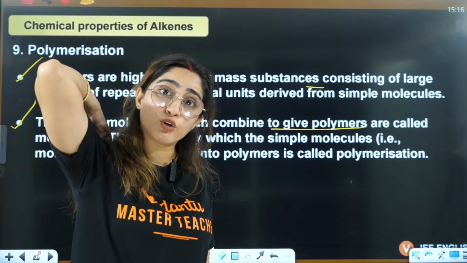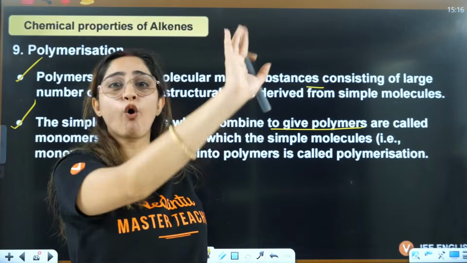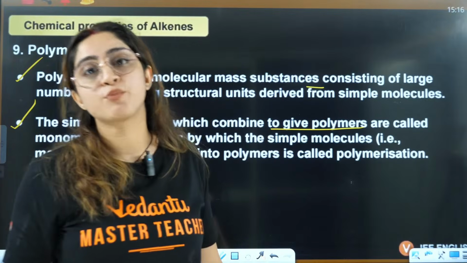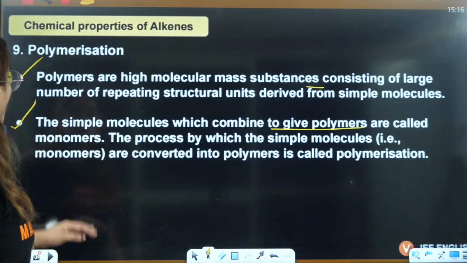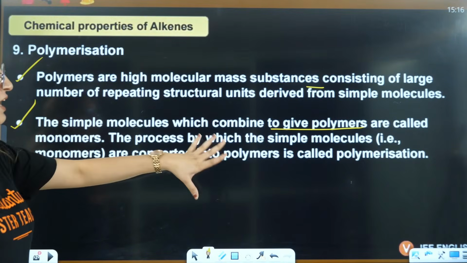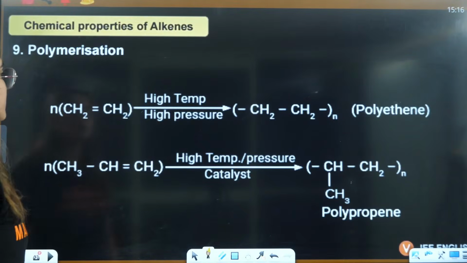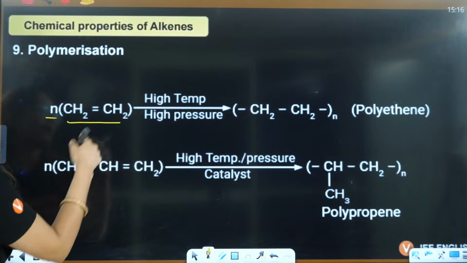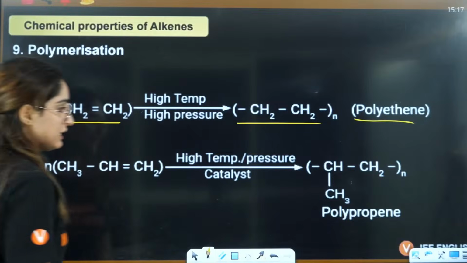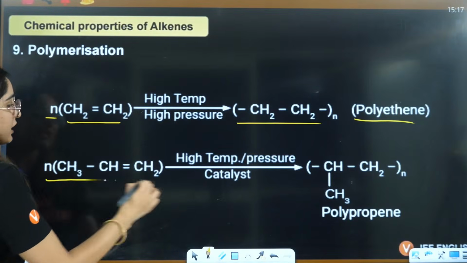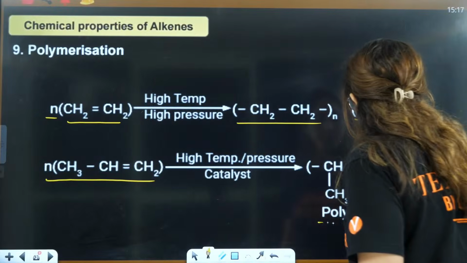PVC, polyvinyl chloride, that we say PVC on our floors, PVC on our walls, we want to decorate. What is that? It's a polymer. Teflon, it's a polymer. So the process by which simple molecules are converted to polymers is called polymerization. So n number of ethene, when it is under high pressure, high temperature, will form polyethene. If you have n number of propene, it will give you polypropene.